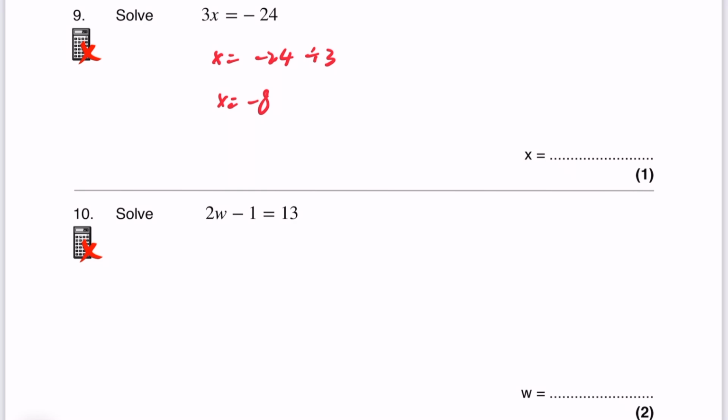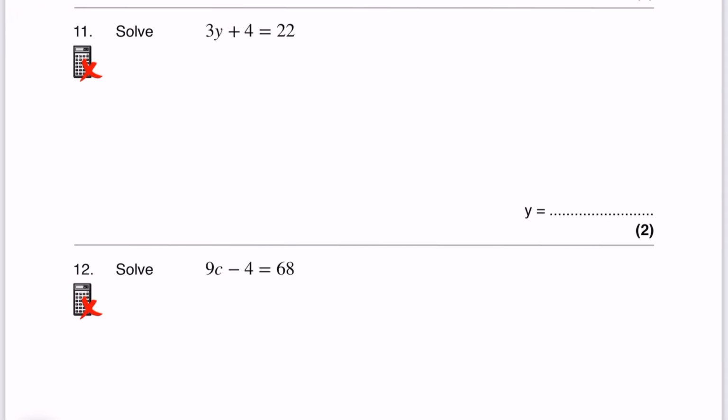Let's do rearrangement of that constant value first. 2w equals 13 plus 1. 2w equals 14. w equals 14 divided by 2. w equals 7. For question 11, we do the same thing. Rearrange the constant value first. 3y equals 22 minus 4. 3y equals 18. y equals 18 divided by 3. y equals 6. Okay, let's move on.